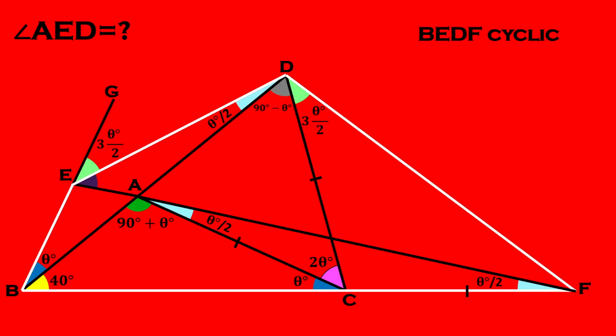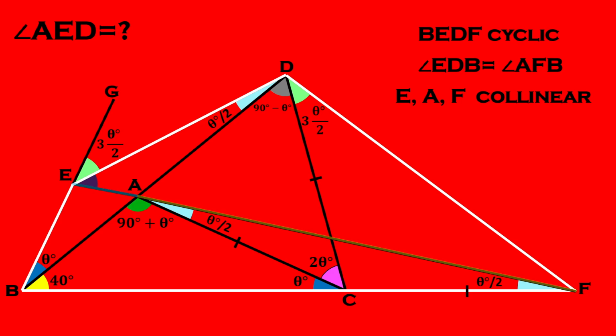Now, returning to this white cyclic quadrilateral, we have that angles EDB and AFB are equal to each other. Therefore, according to the proposition that we proved at the beginning of the video, we have that points E, A and F are collinear. And this means that the blue and the yellow line segments must be parts of the same line.